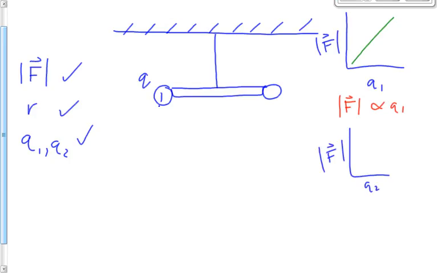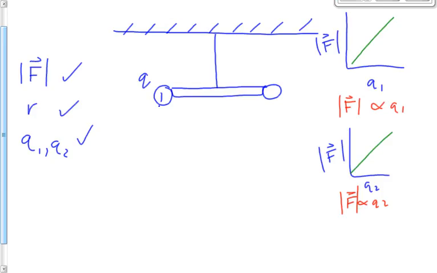And still sees what effect that has on force. When he plots that graph, he gets a straight line again. That tells us the relationship between F and Q2 is also linear. As Q2 goes up, F goes up by the same amount.